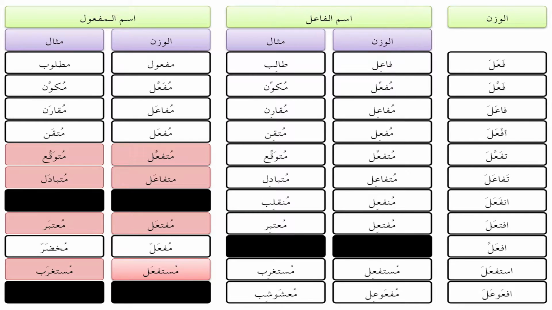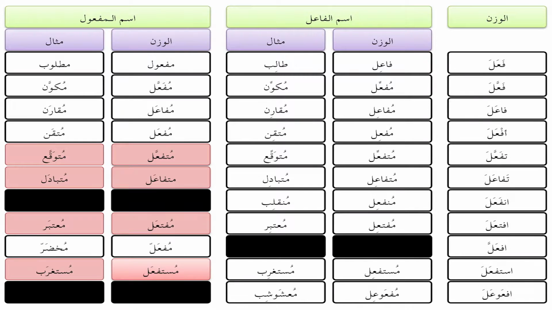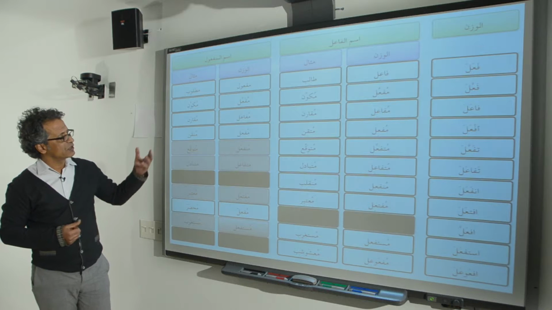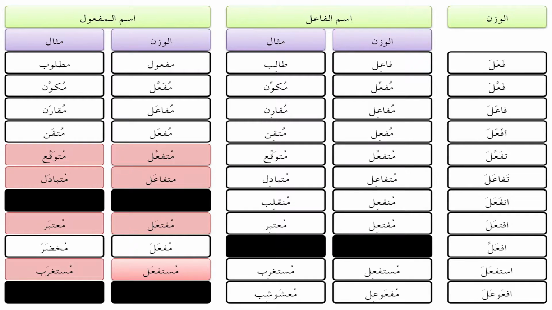This color here, the salmon pink, is, it is rare to have a verb on this form in اسم المفعول. And the reason is, most of the time that verb is intransitive. If you do have an intransitive verb, it's very difficult to extract actually اسم المفعول from it. So, sometimes you will see these blank slots in black. It means that it is not possible to have these forms on these أوزان.